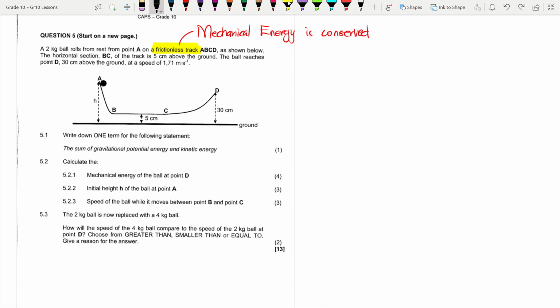What I like to do is I just want to show the information also on the sketch. That's the first thing I want to do whenever I get a question. So just draw the ball at point D, and then I'll show that the speed at that point is now v equal to 1.71 meters per second. And now I can go to the questions. So the first question says write one term for the following statement. So you just need one term to replace the statement. So basically they give you the definition.